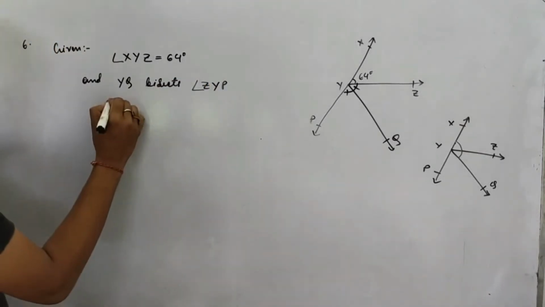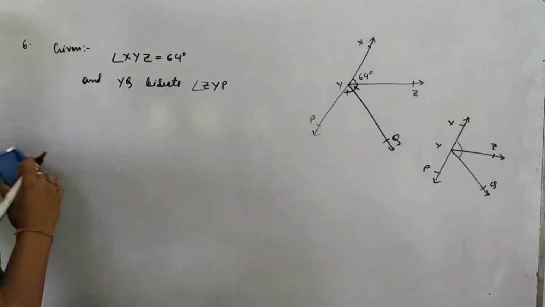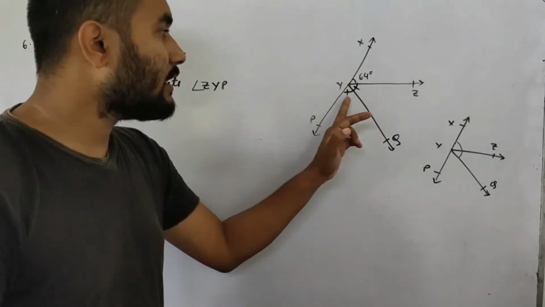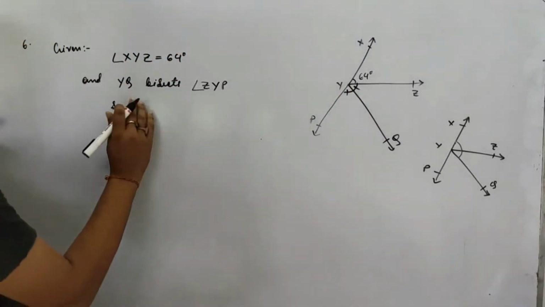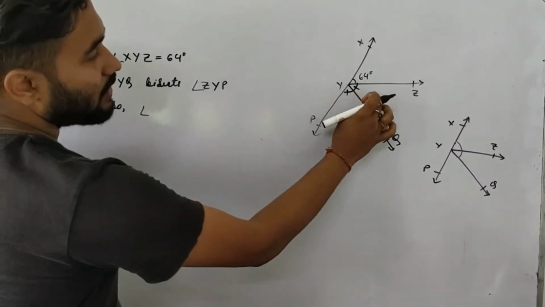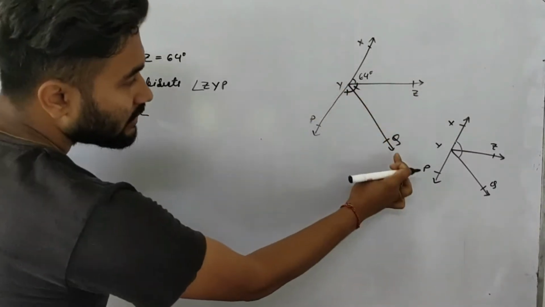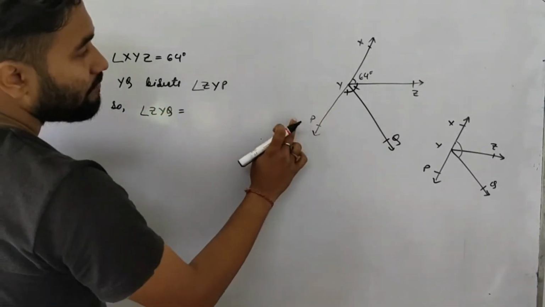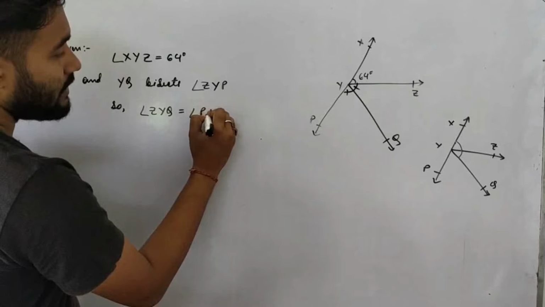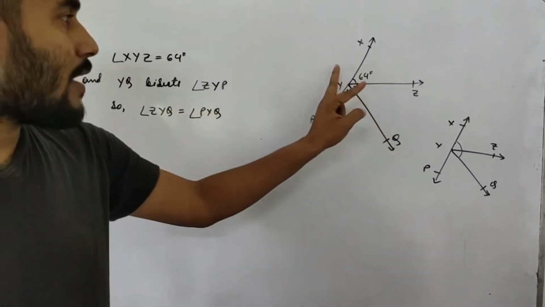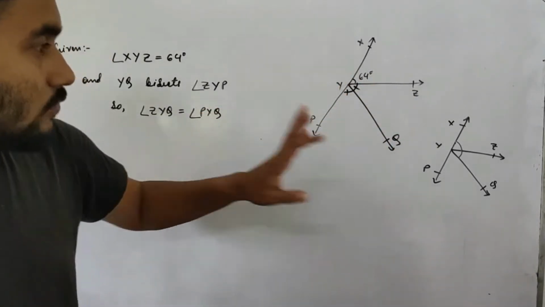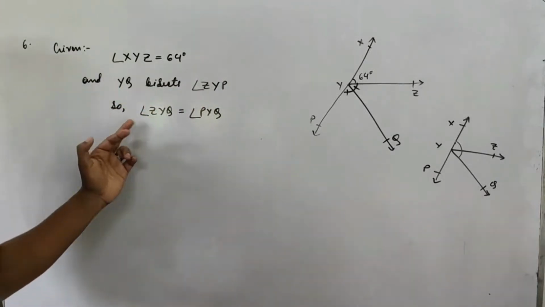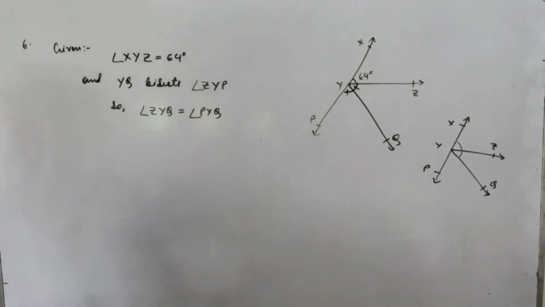Therefore, so you write so. If YQ bisects angle ZYP, then this part and this part will be equal. This is very important. So I can say angle, what will be the name of this part? This part is ZYQ. Angle ZYQ will be equal to, what is the name of this part? PYQ. ZYQ and this part PYQ. Okay, so this will be equal. If YQ bisects angle ZYP, this part will be equal to this part.